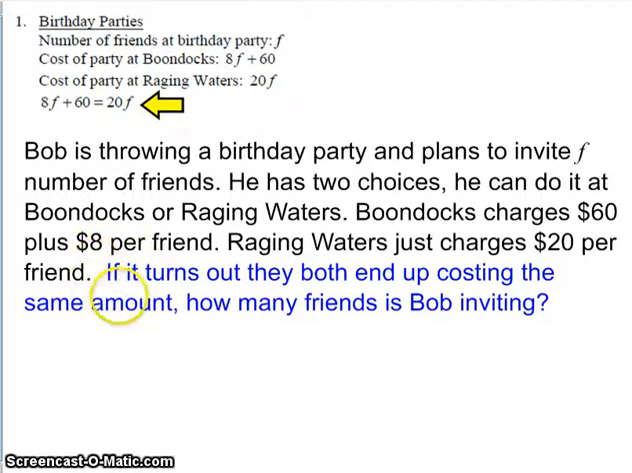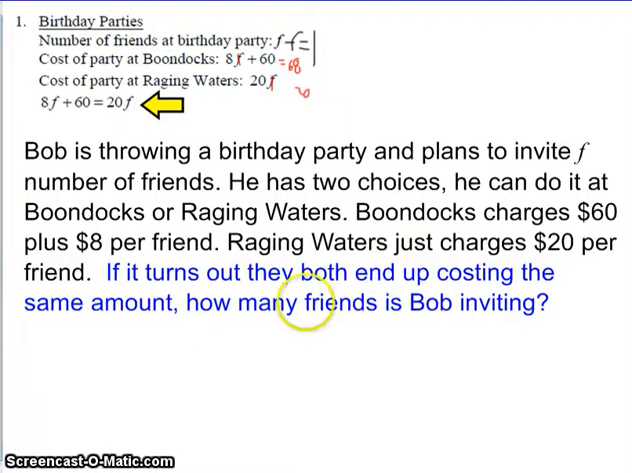Well, that doesn't have to be the case, so I'm going to use a hypothetical to end my word problem. If it turns out that both Raging Waters and Boondocks end up costing the same amount, how many friends is Bob inviting? They don't have to cost the same amount, because let's say that our f value is just a 1, let's say we have one friend, then 8 times 1 is 8, and plus 60 would mean we have a total value of 68. If f is 1, then 1 times 20 is 20. So if I'm only bringing one friend, Raging Waters is a lot cheaper, $20 versus $68. But the equation says they have to be equal, so we're going to make a hypothetical. If it turns out they both are costing the same amount, how many friends is Bob inviting? And that gives us a problem, and we would solve it.